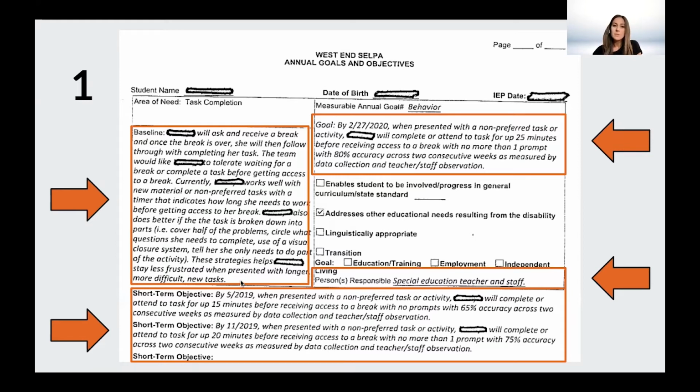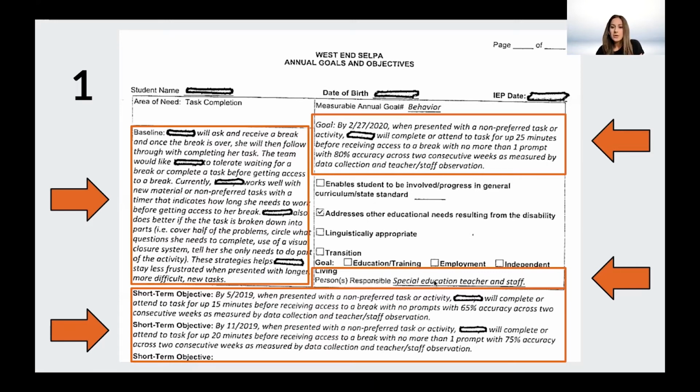So the baseline can be as lengthy or as concise as needed. However, it's important that it paints a good picture of what the behavior looked like before the intervention. The goal is by set date, when presented with a non-preferred task or activity, student will complete or attend to task for up to 25 minutes before receiving access to a break, with no more than one prompt, with 80% accuracy across 2 consecutive weeks, as measured by data collection and teacher staff observation.